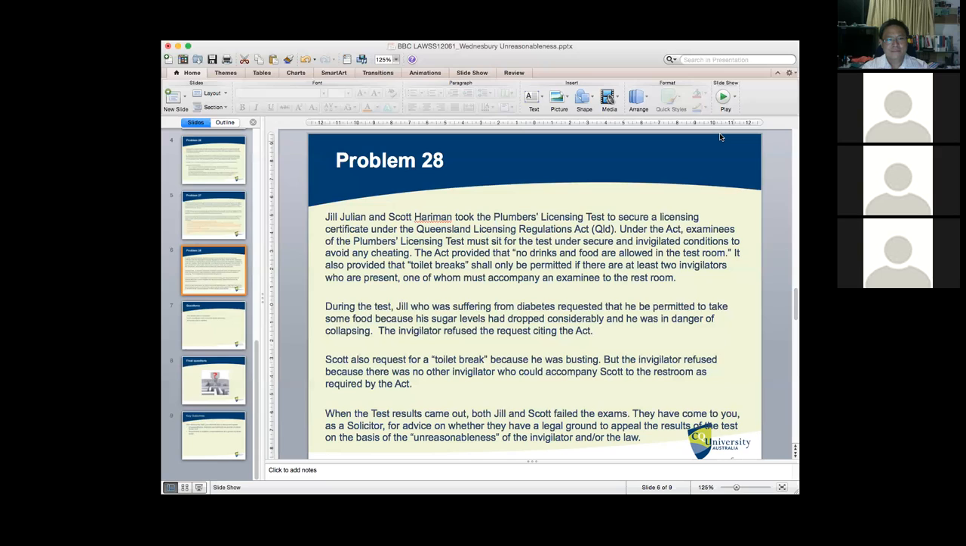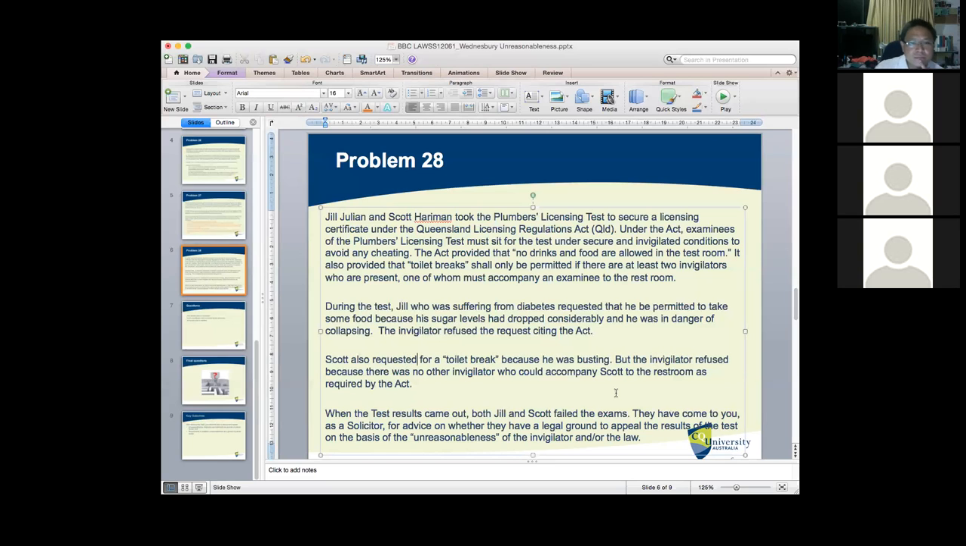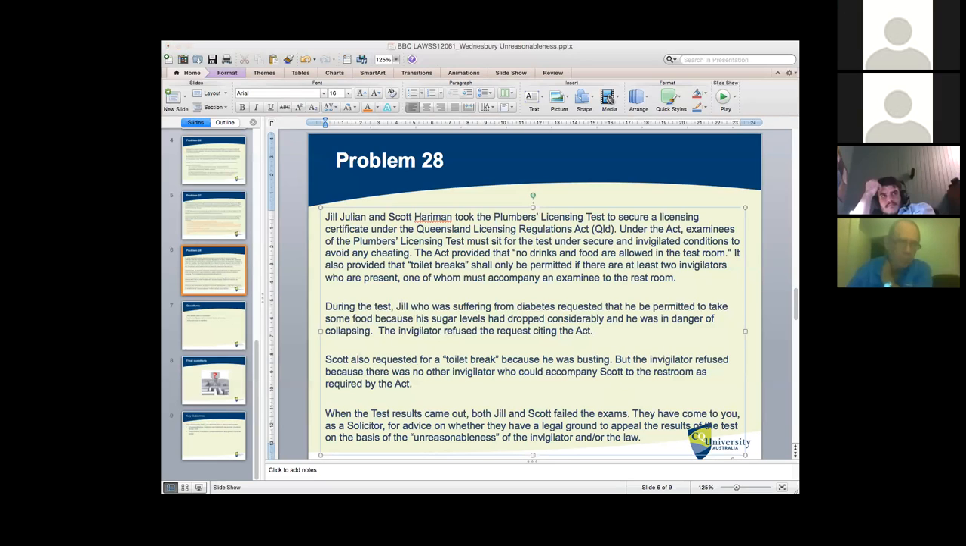Scott also requested a toilet break because he was busting. But the invigilator refused because there was no other invigilator who could accompany Scott to the restroom as required by the Act. When the test results came out, both Jill and Scott failed the exams. They had come to you as a solicitor for advice on whether they had a legal ground to appeal the results of the test on the basis of the unreasonableness of the invigilator and or the law.